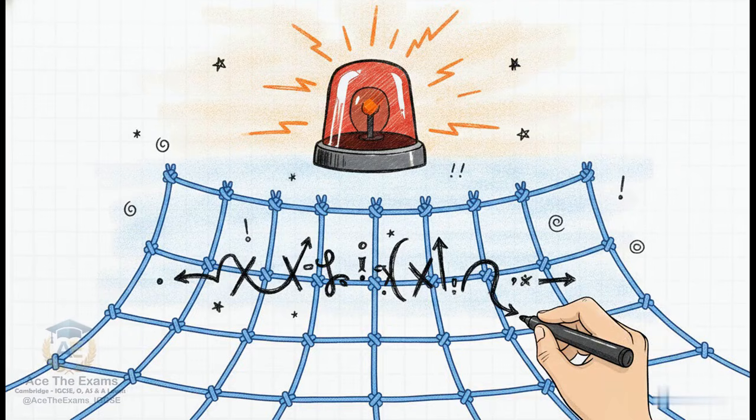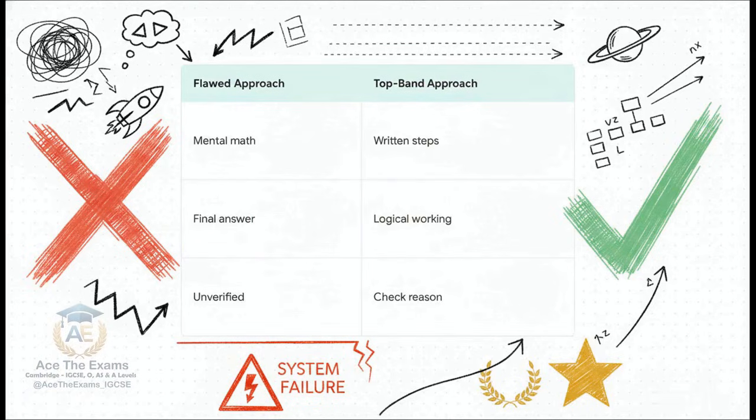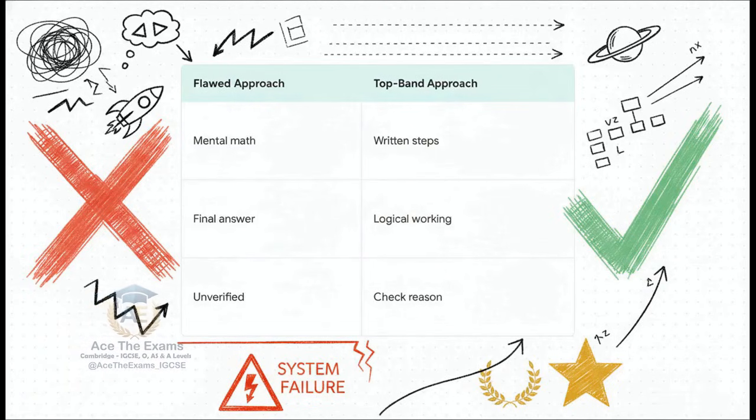The system fails you completely. I am projecting the data comparison on the main monitor now. The difference between a flawed approach and a top-band approach is incredibly stark. Look at the left side. Relying on mental math without written steps, giving the final answer only, and leaving your outcomes unverified, that consistently leads to a crash trajectory. Now look at the right.